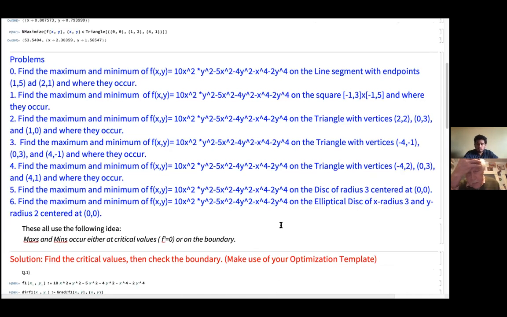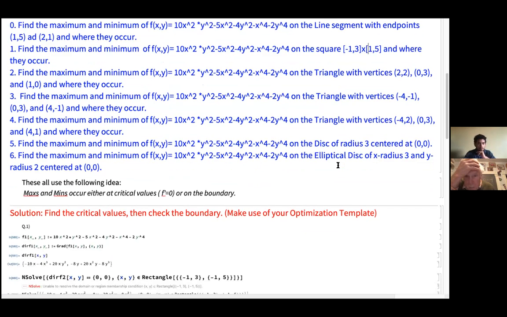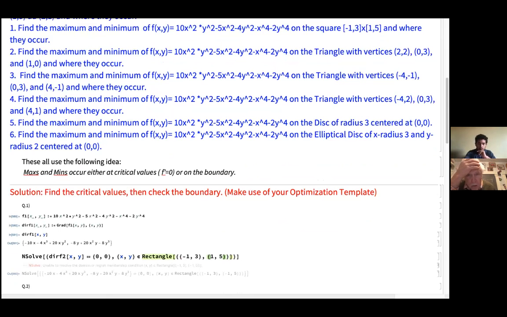Wait, this is a problem. This is my error. It should have been 1 to 5, not -1 to 5. Since the x values are the same, it should have started at -1, 3 and gone to 1, 5. Try that in yours.